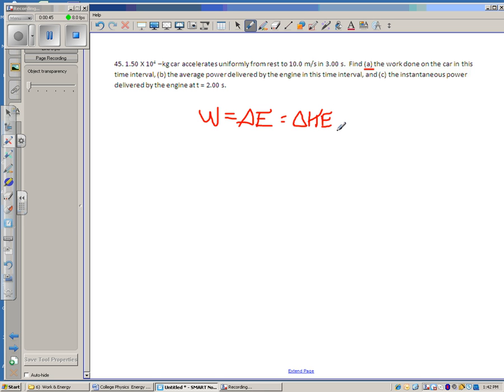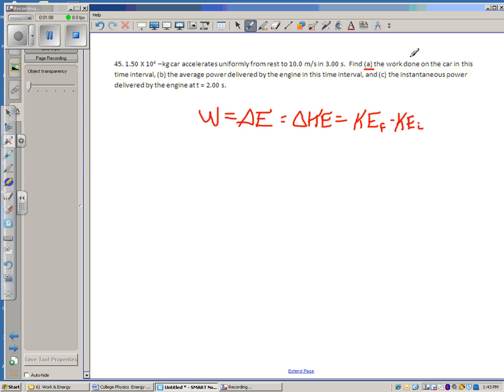Now, the other class was kind of having an issue with this, saying, oh, you're just pulling equations out of nowhere. I'm pulling equations out of nowhere? We know the equation for kinetic energy. And when I say change in kinetic energy, that's not a crazy idea. We know that change in is always the final value minus the initial value.